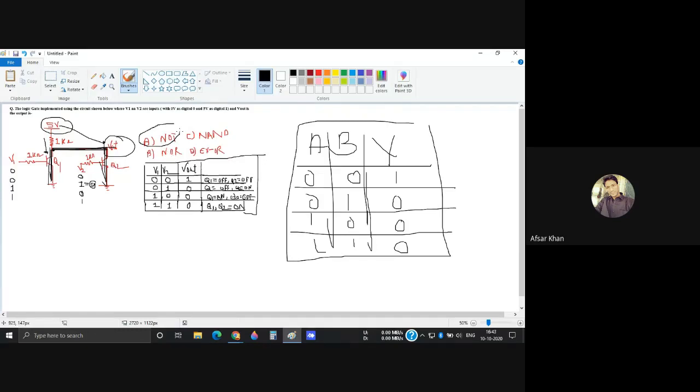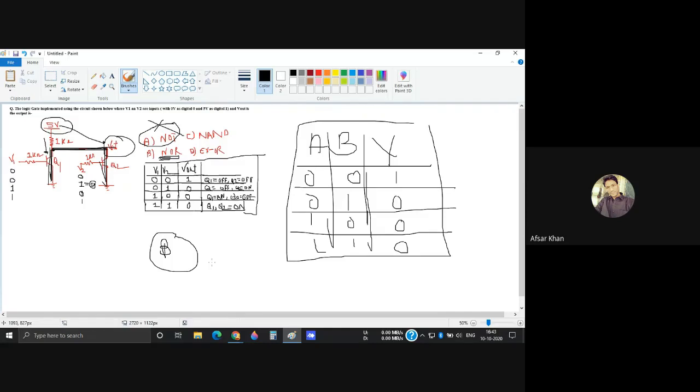Yes, students? Out of these three, tell me which gate is this? The NOR gate. Very good. It is the NOR gate. So option B is correct.